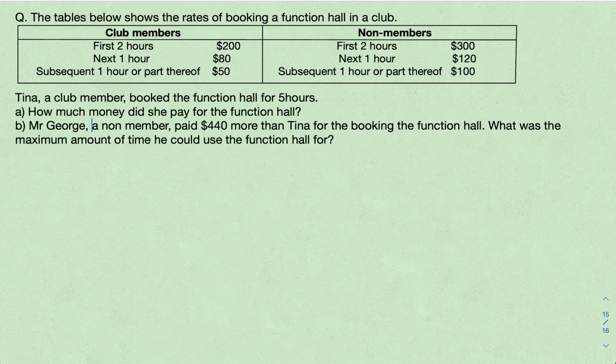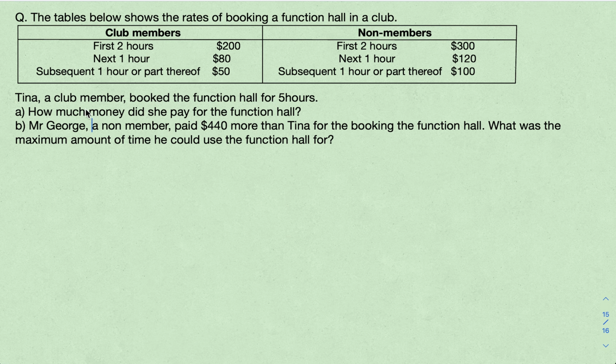So let's do another interesting word problem on rates. For that, let's read the question first. The table below shows the rates of booking a function hall in a club. For club members, the first 2 hours is $200, next 1 hour is $80, subsequent 1 hour or part thereof is $50. And those for non-members of the club, first 2 hours is $300, next 1 hour is $120, and subsequent 1 hour or part thereof is $100.